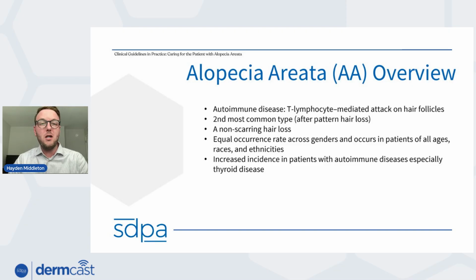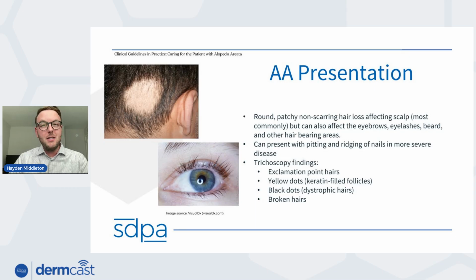It's the second most common type after pattern hair loss. It's a non-scarring hair loss type. It has an equal occurrence amongst genders. Most commonly, it onsets before age 20. And it certainly has a correlation with other autoimmune diseases like thyroid disease. So presentation, a patient's going to present with a round, patchy, well-circumscribed, smooth, complete hair loss.